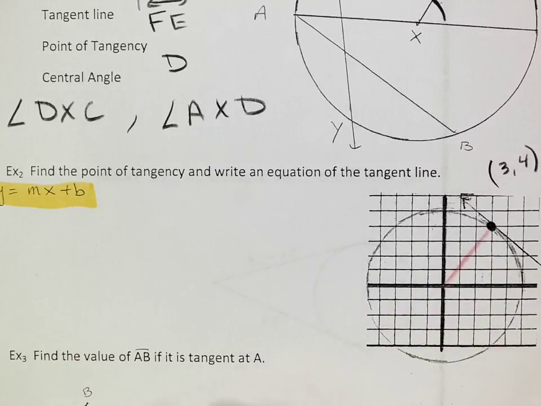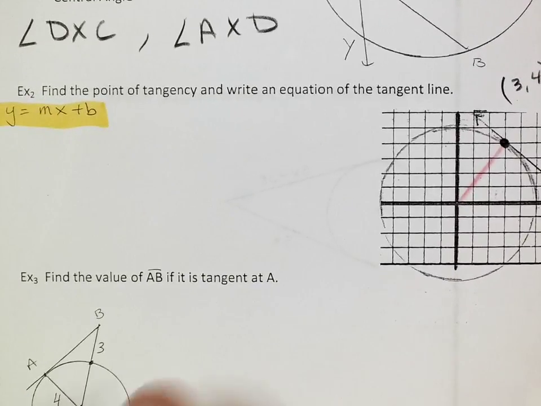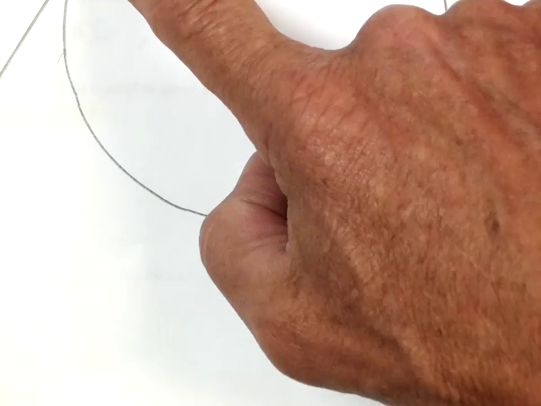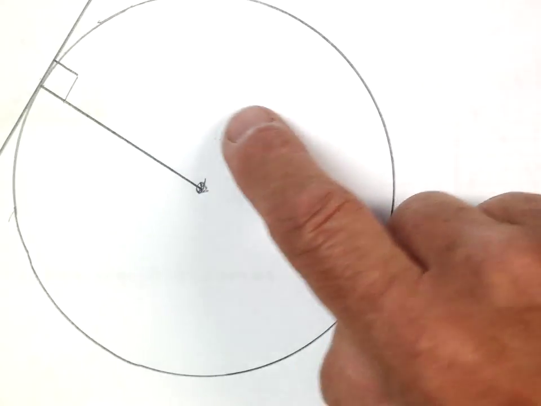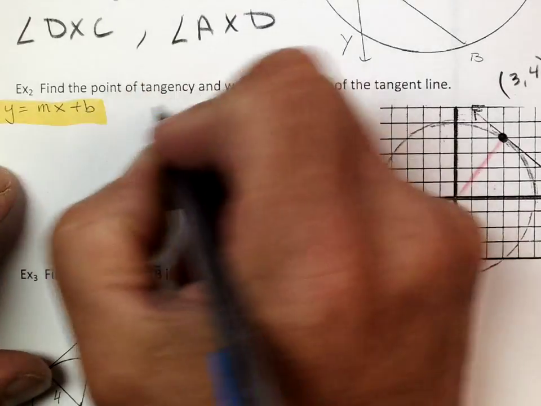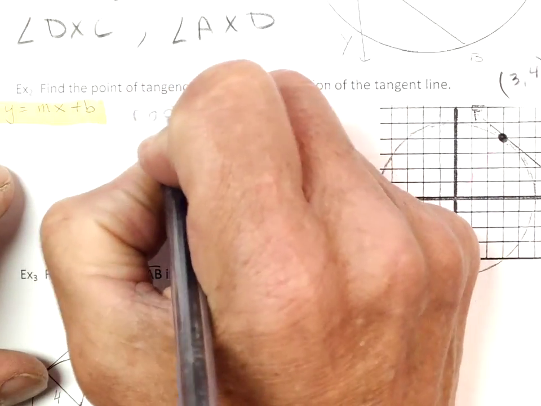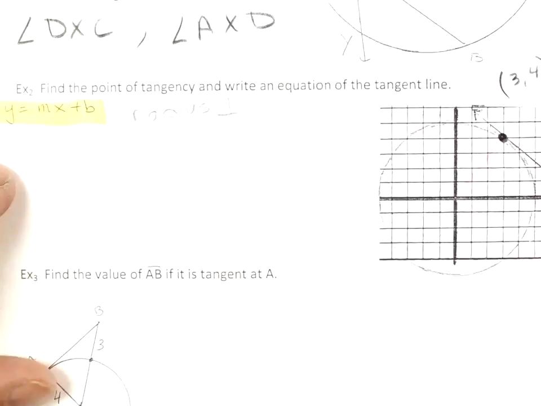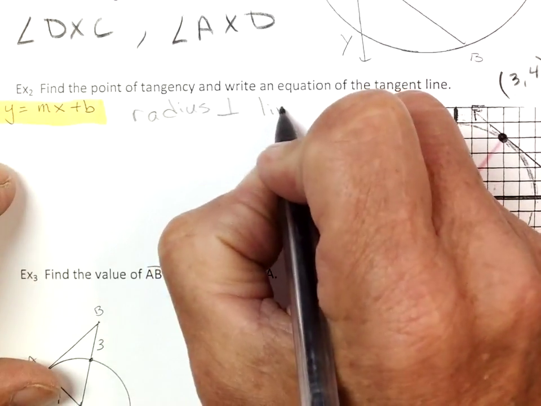Let me draw in the radius, okay? Can you guys see the radius? What you guys learned earlier was that the radius and the tangent line are perpendicular, aren't they? We did that in reading, okay? So what I know about this radius is that it is perpendicular to my line.